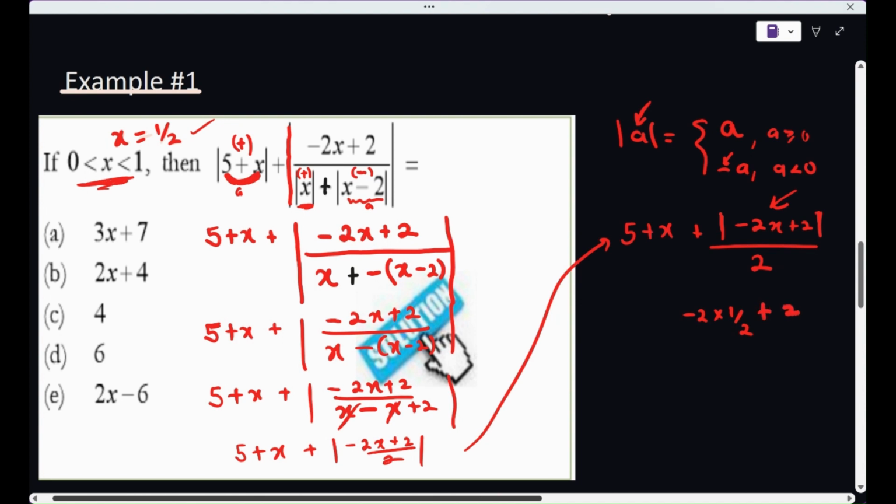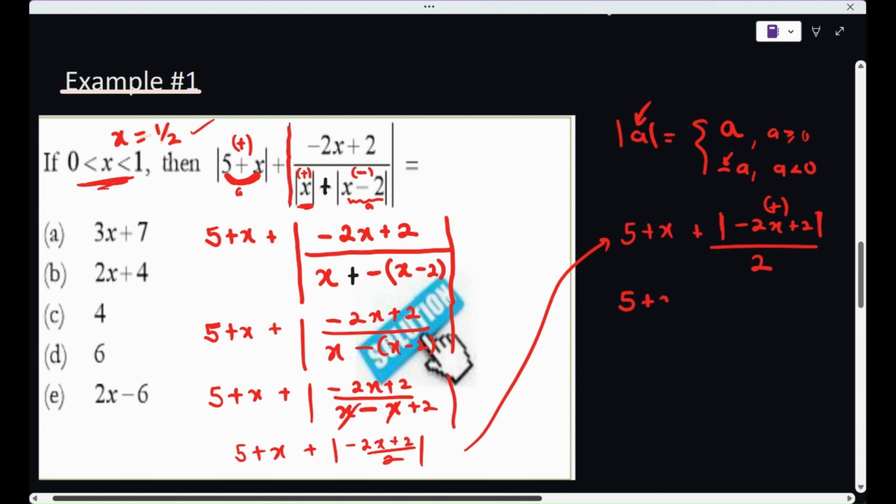Plus 2, this is what we will have. And you see that this will cancel this. So you have minus 1 plus 2. And what is minus 1 plus 2? Minus 1 plus 2 is positive. So it means that this quantity here is positive, right? Because we just substituted half, as you can see. So since this is positive, to remove the absolute value, we don't need to do anything.